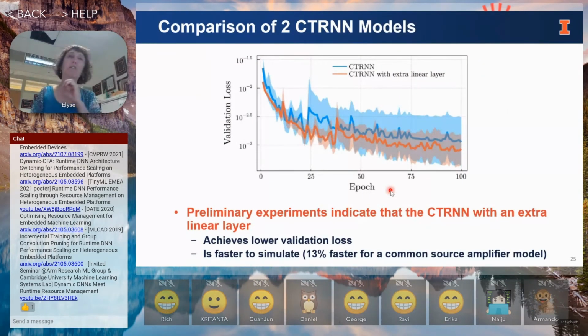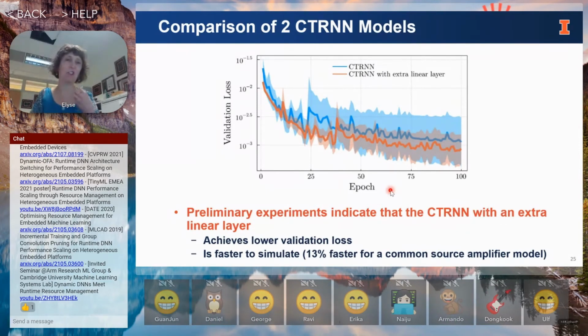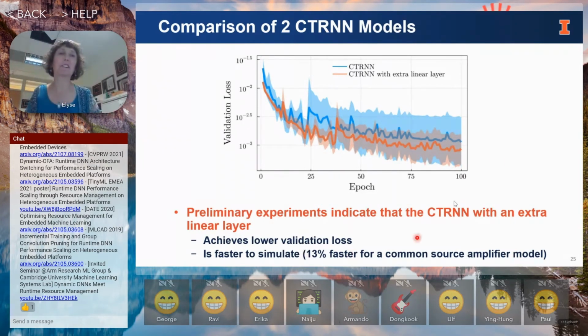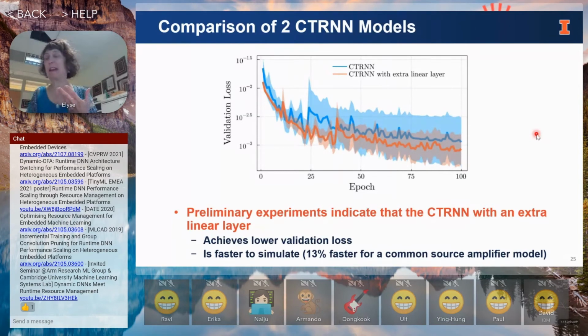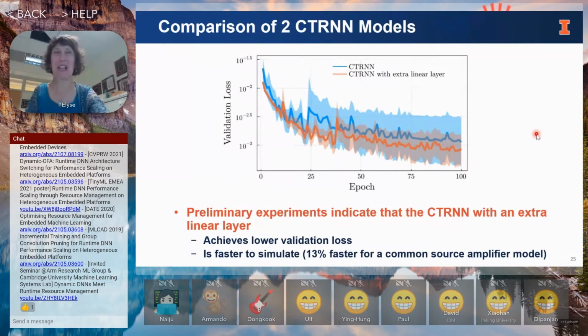So here, this is work in progress, but some preliminary results are shown here. We learned the model of a common source amplifier using the basic RNN and then the RNN with one additional linear layer. And indeed, the second model was a bit faster to simulate, 13% faster in this example. That's not a huge amount, but this particular circuit doesn't have very complex dynamics, and we would anticipate that with a larger circuit with more complicated dynamics, we might obtain even greater execution time savings by using the deeper feed-forward neural network in such cases.